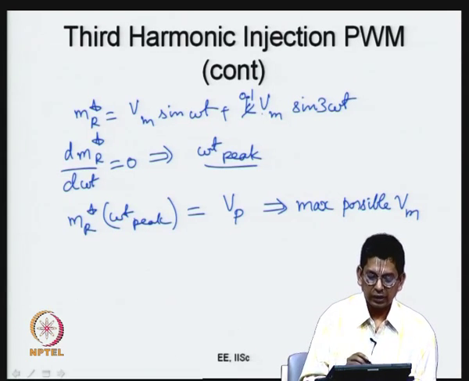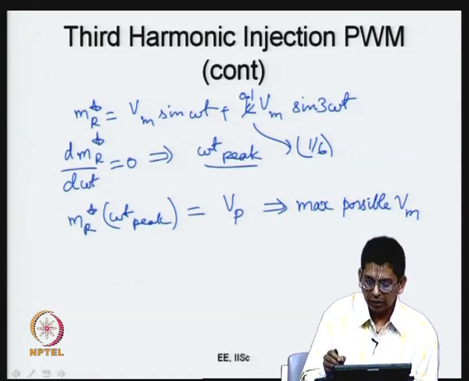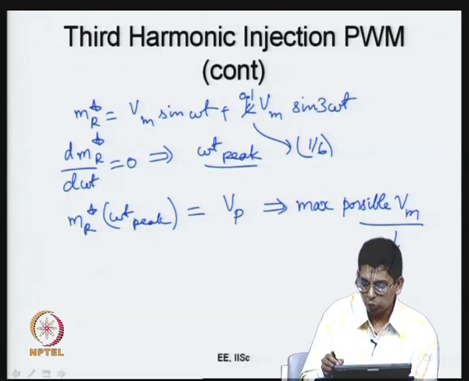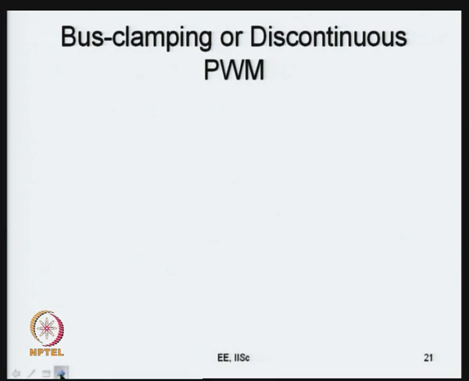So, you will see that if you take your k to be 1 by 6, then this maximum possible V m will turn out to be 2 by root 3. For all the other cases, it will be somewhere between 1 and 2 by root 3. That is the maximum possible with k equal to 1 by 6. If you go to k equals 1 by 4, you will get a number which is lower than 2 by root 3, right. So, this is about third harmonic injection, and let us go into the bus clamping PWM.